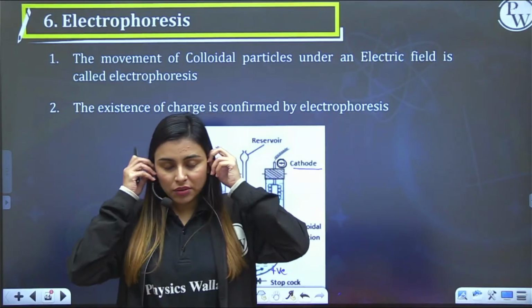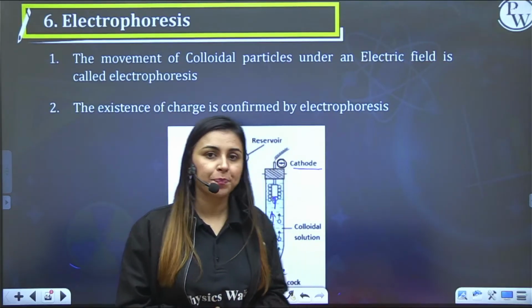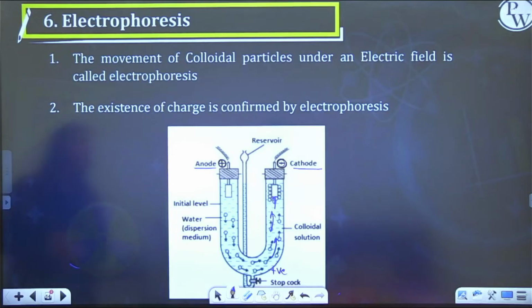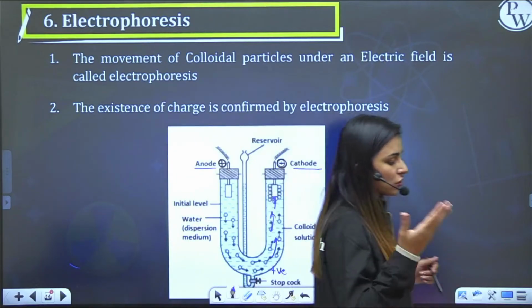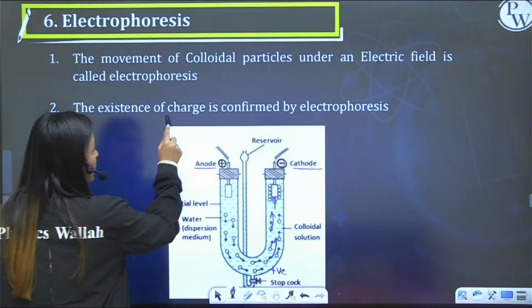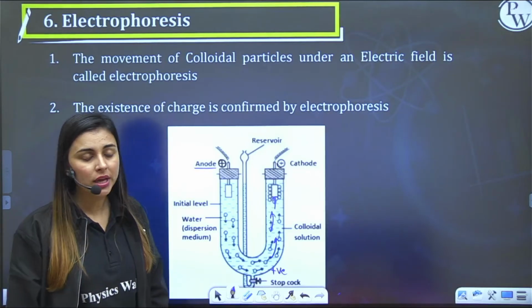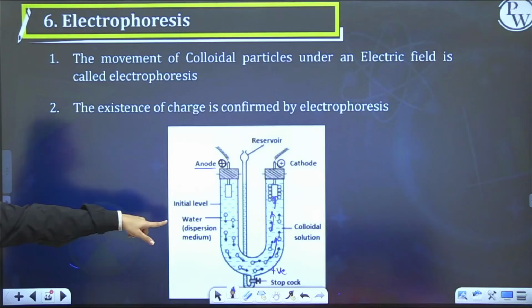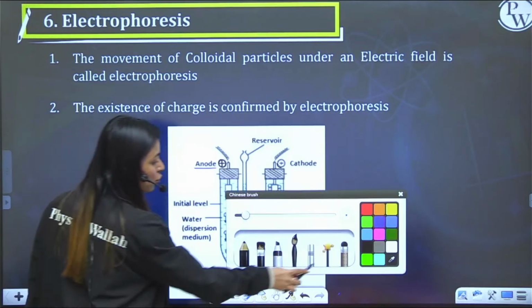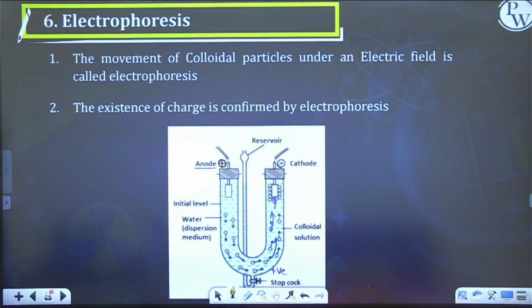Okay, so this is the first and the most important method to find out which charge your colloid has. Okay, yes, perfect. The movement of colloidal particles under an electric field is called electrophoresis. So the colloidal particles' movement under an electric field will be known as electrophoresis. The existence of charge is confirmed by electrophoresis. Which charge is present, that is also confirmed by the electrophoresis process. Okay, you have to write this down, you have to draw this diagram. This is something very important, so pause the video, do this, and then we'll move forward. I hope you've written it.